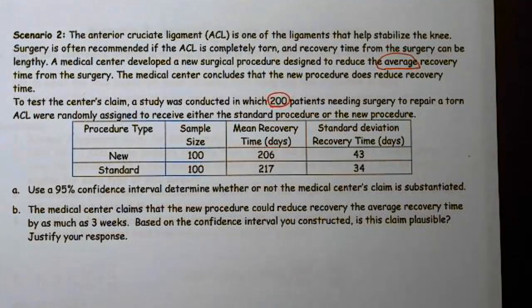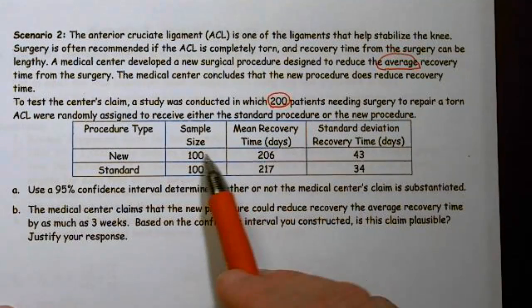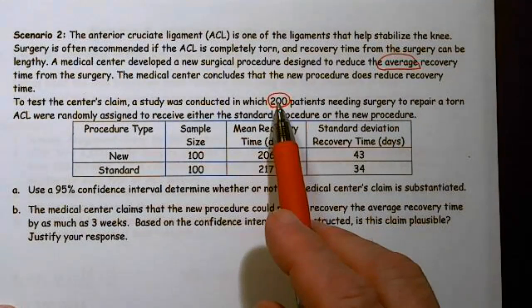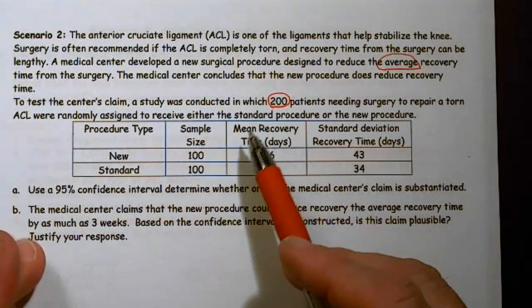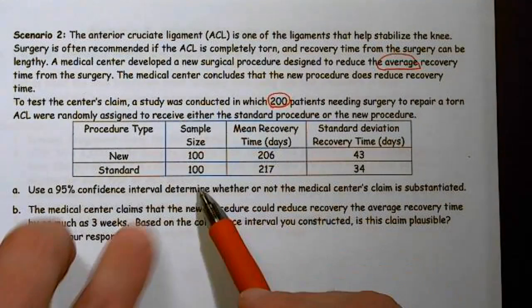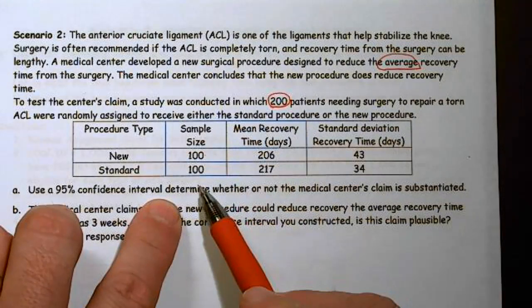To test the center's claim, a study was conducted in which 200 patients needing surgery to repair a torn ACL were randomly assigned to receive either the standard procedure or the new procedure. So we basically have 200 patients. They were randomly assigned. We don't know how that was done. And 100 received this and 100 received that.